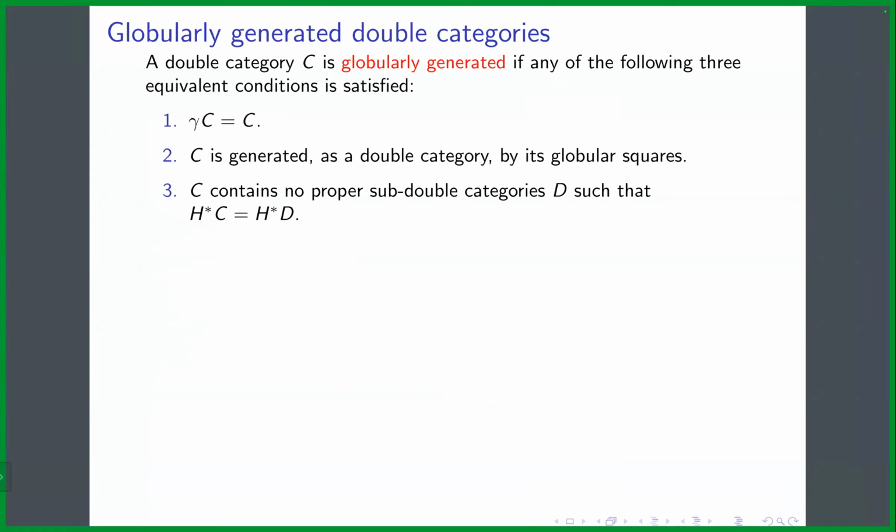In general, we call a double category C globularly generated if any of the following 3 equivalent conditions is satisfied. First, the globularly generated piece of C, gamma C, is equal to C. Second, C is generated as a double category by its globular squares. Or third, C contains no proper sub-double category with the same decorated horizontalization as C.